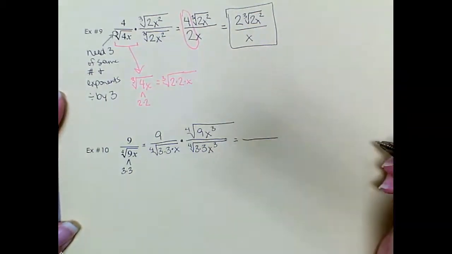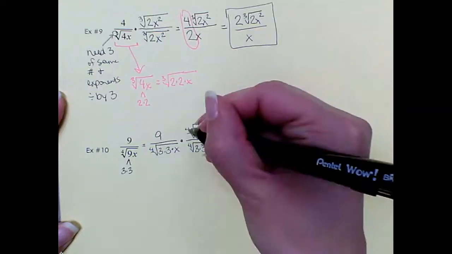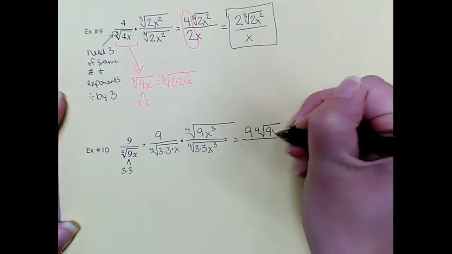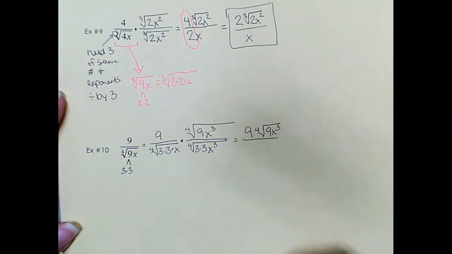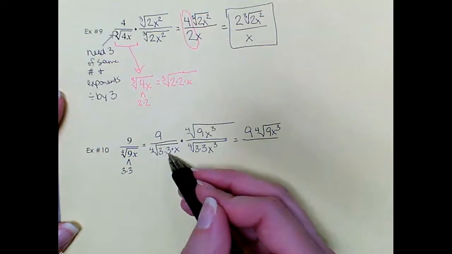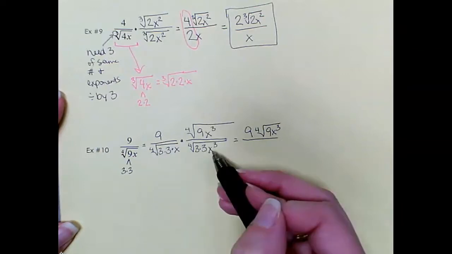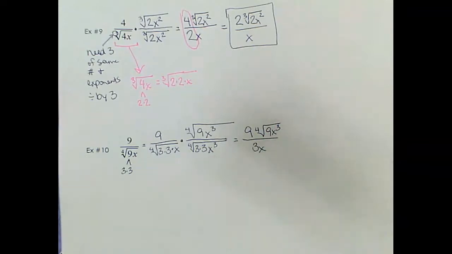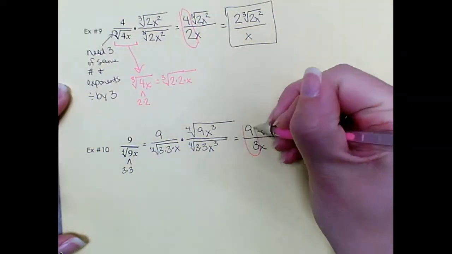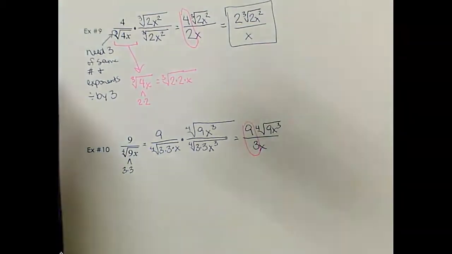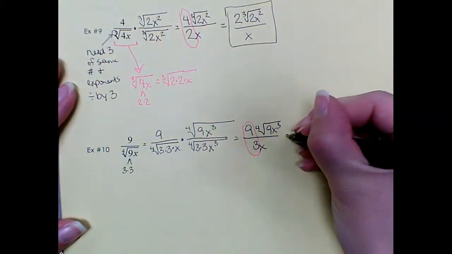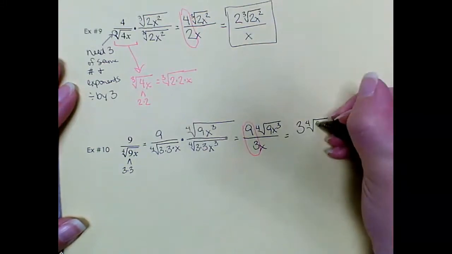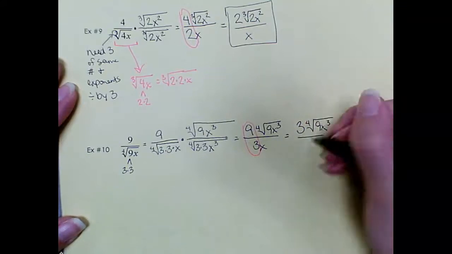So when I multiply straight across, I get 9 times the 4th root of 9x cubed. When I multiply on the bottom, the 4th root of 3 times 3 times 3 times 3 times x times x times x times x is just 3x. And I notice again that I have a 9 over 3. That's like a fraction, so I can simplify. 9 divided by 3 is 3. Then I have 3 4th roots of 9x cubed over x.